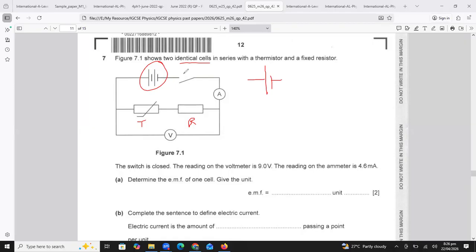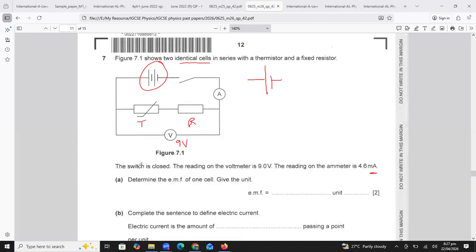The switch is open, and the ammeter is connected in series and the voltmeter is connected in parallel with these two components. Okay. Now they are saying the switch is closed. The reading on the voltmeter is 9 volt. So the reading the voltmeter is recording is 9 volt. Now they are saying the reading on the ammeter is 4.6 mA. Can anybody tell me what mA is here? Exactly, milliampere. Exactly, beta, milliampere.